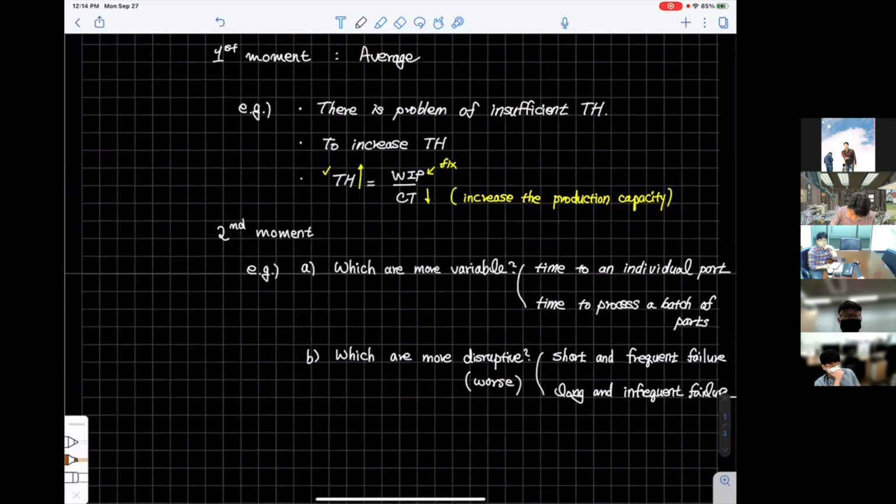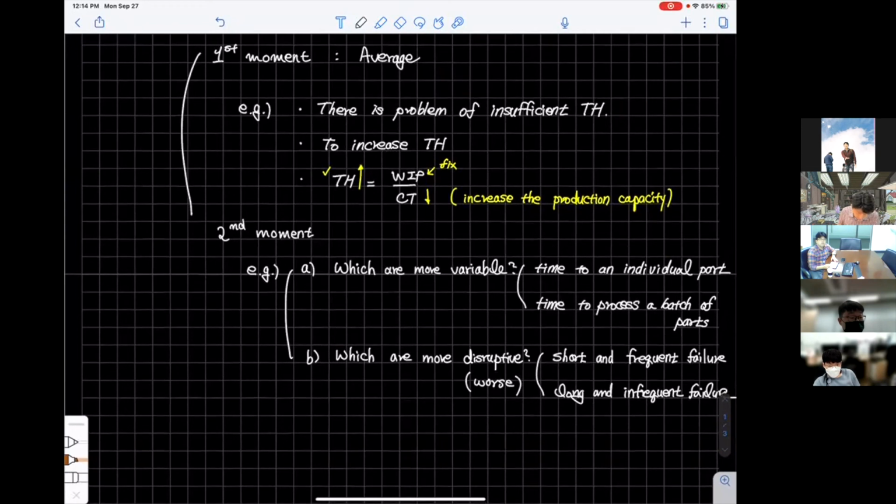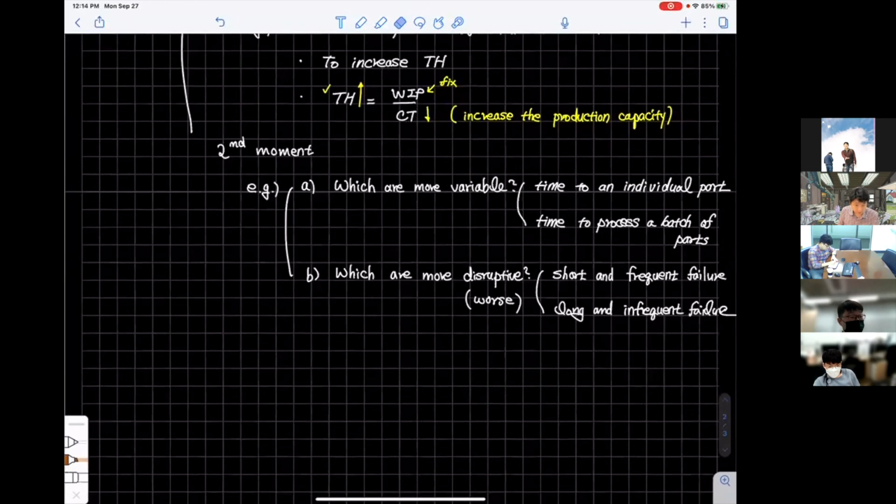These questions are related with the variability. And in this case, we need more sophisticated intuition in order to answer these questions. So we are going to concentrate on the second moment of the production system in order to answer these kinds of questions. So now we need to study variability in terms of theoretical forms.